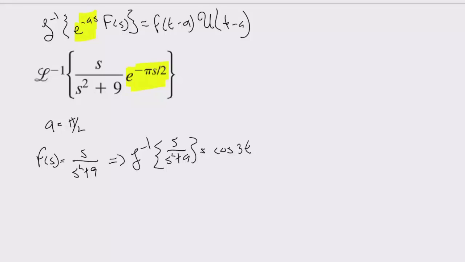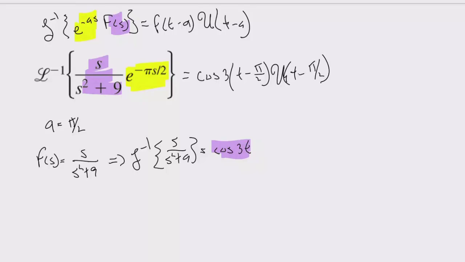Okay. I feel like I'm enjoying color coding today, which is all connected to that. Okay, so let's put up those transformations. So that would give me cosine of 3, and then the t minus a, so t minus pi over 2. And then the unit step, t minus pi over 2.